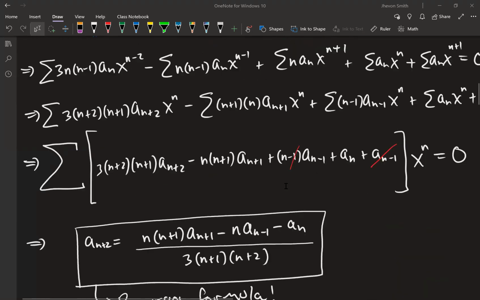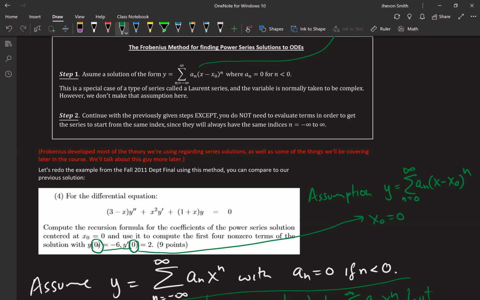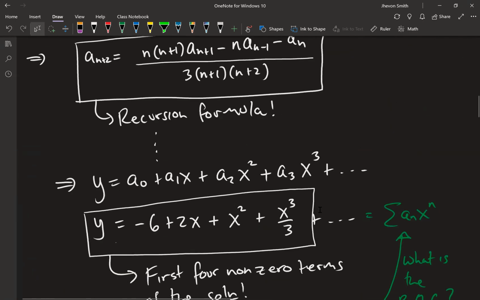Yes, we got initial conditions. If you read the thing here, it says y of 0 was -6 and y prime of 0 was 2. So we were given initial conditions here. We were told that we're at 0. Which is why the assumption is y equals a series of a_n (x minus x naught) to the n. Now in this case, because of this and this, those tell you your x naught is 0. So that gave us that our solution, the assumption, should be just a_n x to the n. And so now I found that power series solution in that form, and it's this guy.